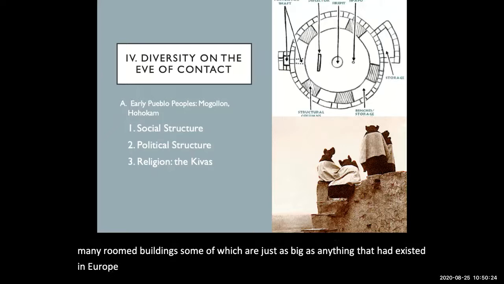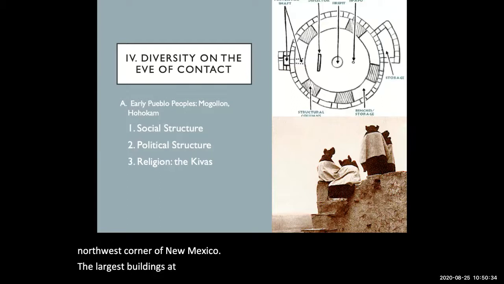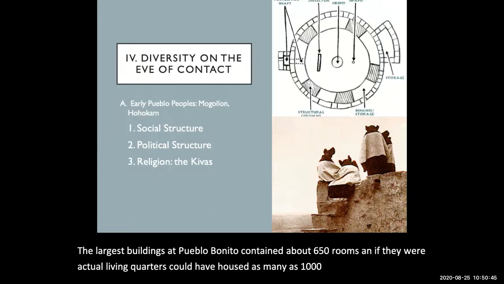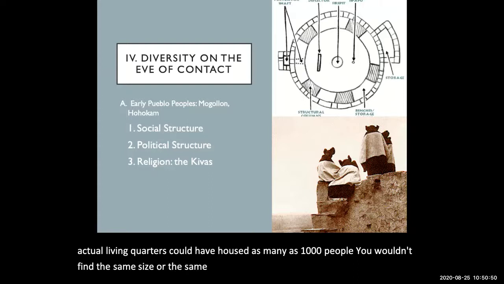For example, if you look in the northwest corner of New Mexico, the largest buildings at Pueblo Bonito contained about 650 rooms, and if they were actual living quarters, could have housed as many as 1,000 people. You wouldn't find the same size or the same density of human habitation until like the 19th century in urban areas.